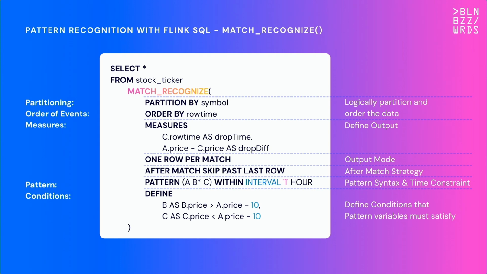You can define the after match strategy, which means do you want to continuously analyze these, or do you basically want to jump to the last row and then continue from there. And then you define, and this is specifically crucial, the pattern syntax, including a time constraint. What I said before is true. You should never have these functions without a time constraint because the state could grow really, really huge.